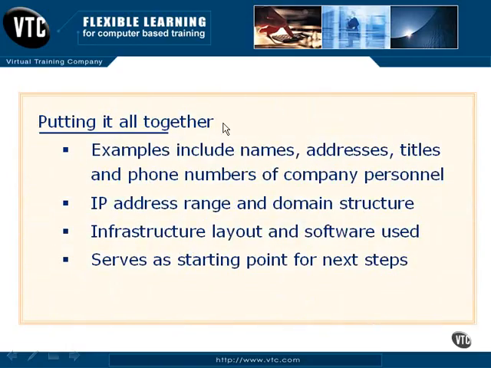When we're trying to gather information, what we're going to be looking for is information that can be used for social engineering and for research purposes, ultimately leading to very critical and specific information about systems. We're going to start out with the basic stuff: names, addresses, phone numbers, titles, various information about company personnel. We also want to find out IP addresses, the domain structure, whether that be public and private.